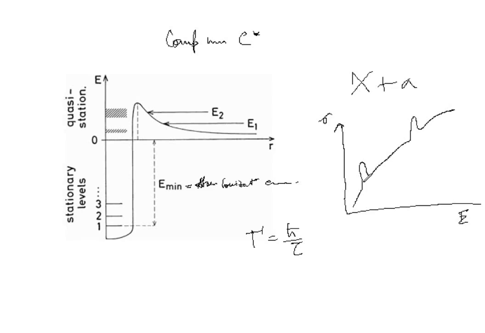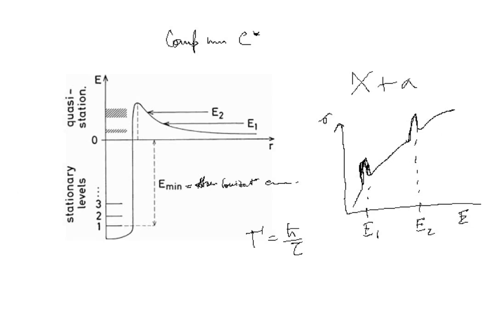And what are these bumps? They will correspond to these energy levels. You see this one, E1, E2, and so on. So you see, this reaction probability will simply increase with the penetration probability here.